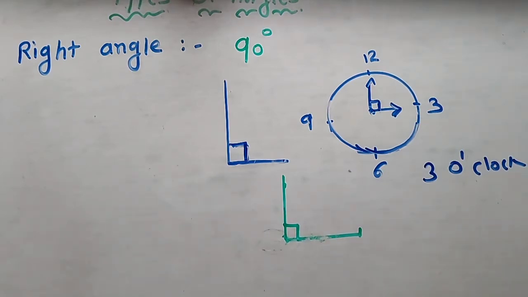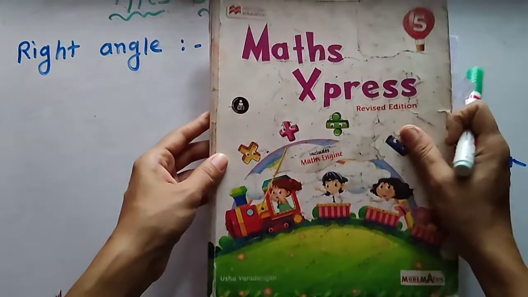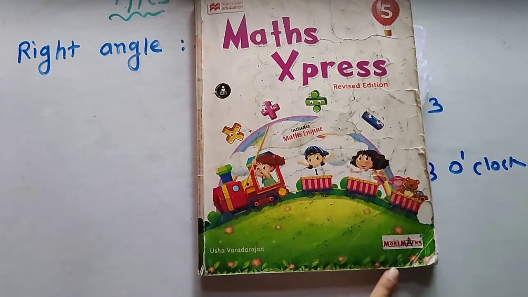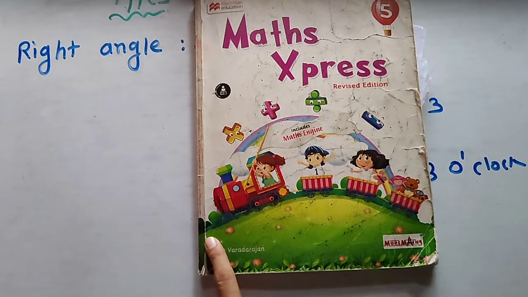Then what are the examples? See here, this is your math textbook. In this math textbook, which angle is formed? The edges of this book, this standing line and this sleeping line, again form an angle of 90 degrees.